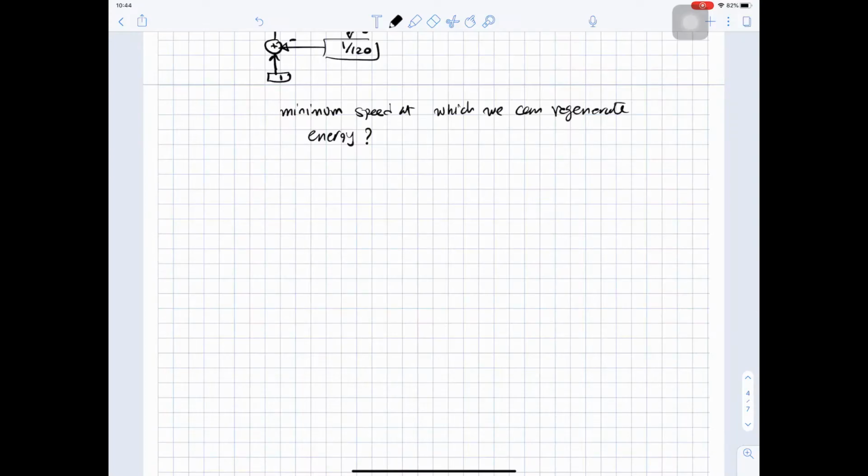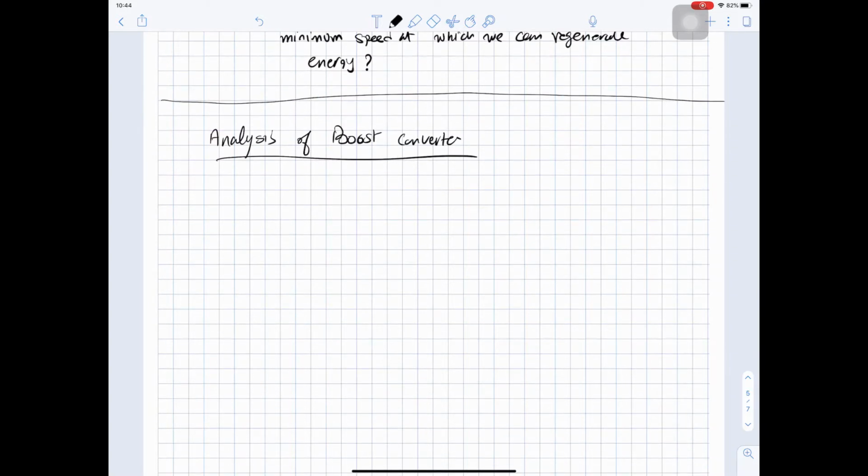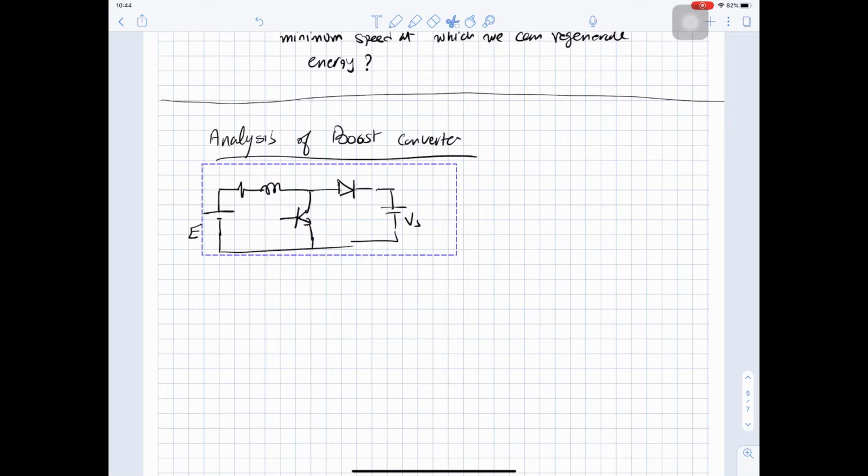Let's do the analysis. So the analysis of our boost converter. As we mentioned, we have our E, we have our RL. Here we add our switch, diode, and here we have our V source. So this circuit has to be solved twice.